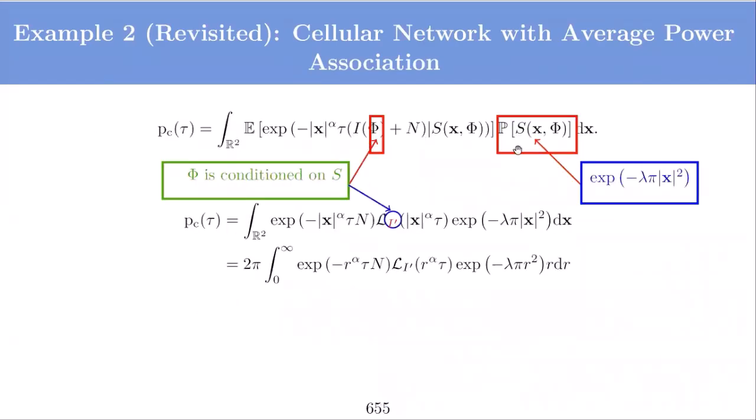Okay, so if you apply this, what you get is this expression: e to the power minus s x alpha tau n, this is the noise expression, times the Laplace transform of I at x alpha tau, and e to the power minus lambda pi x square dx, which is coming from the probability of S. Here I is conditioned on S, so I is the interference from all the base stations which are outside the ball of x. Okay, so this is the expression you got, which is the same as what we used in the SINR network case in the average power case, but this is a more rigorous proof than the previous case.